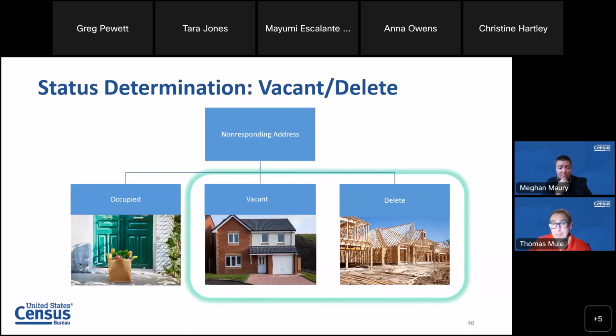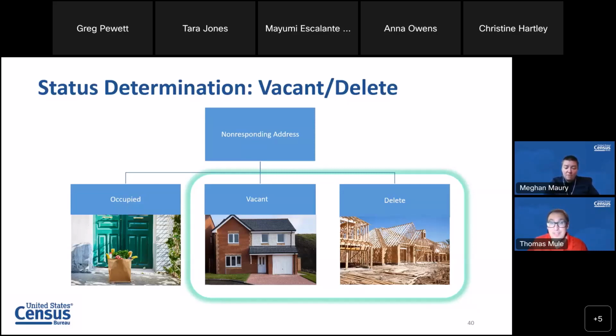We also have information from a third-party source, which indicates whether anybody is seen living at the address. And in the course of doing this, we're also able to take into account information from our American Community Survey. From the American Community Survey, we have information and estimates about how often people in that area are moving, and vacancy rates, which we are able to take into account. So based on that information, we're able to make an initial determination if we think that address is vacant or if we think that address does not meet the definition of a housing unit.